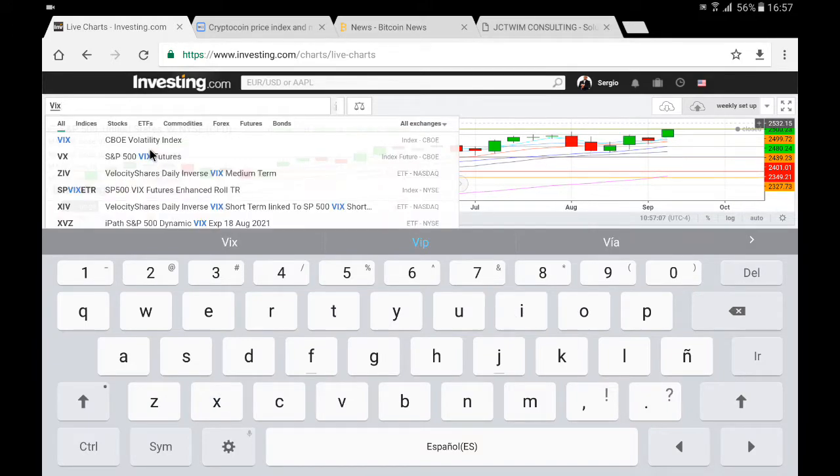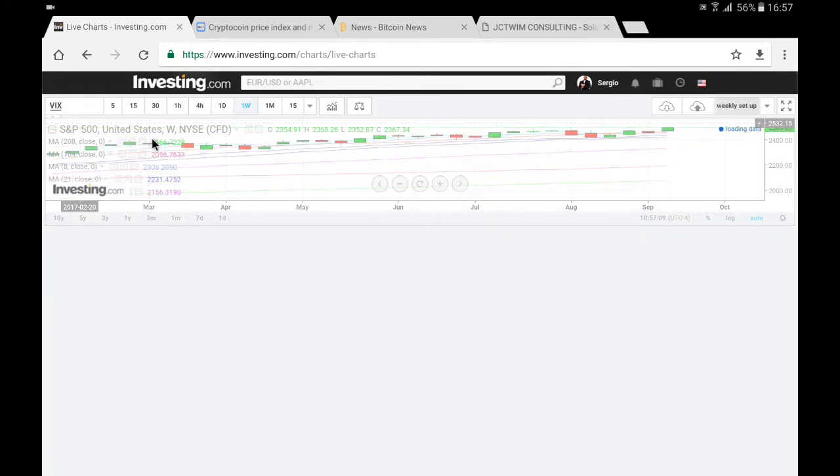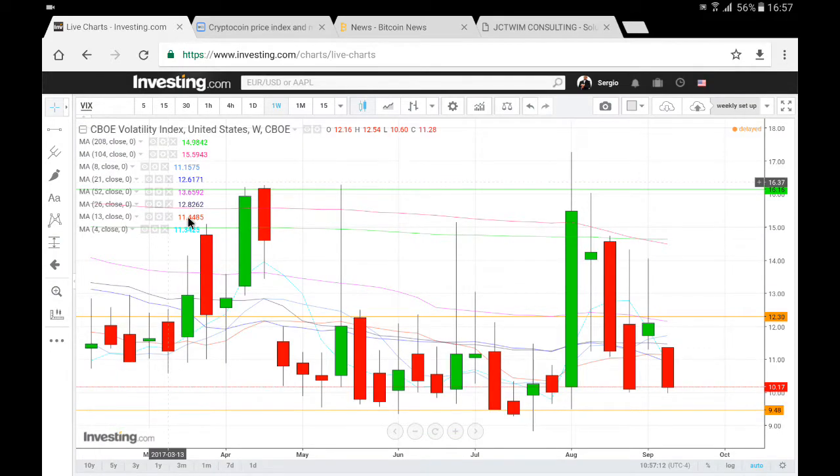Okay, VIX over here, volatility index. And you see the volatility is still low, with huge spikes, and over here all the majors and all the moving averages are acting as resistance, pushing the VIX to that lower range, between 10 points and 9.50. So as you can see, very bearish on the VIX, but the VIX is going to remain in this particular range between 9.50 and 12 points.